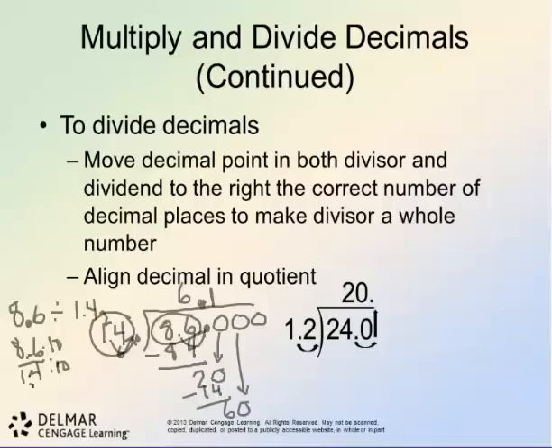How many times does 14 go into 60? That's only going to be 4 times, because 4 times 14, I believe, is 56. You subtract, you get a 4. Bring down the next digit, another 0. How many times does 14 go into 40? I think only 2 times, because 2 times 14 is 28, and when you subtract, you get 12. So you could keep on going. That's how you divide decimals.